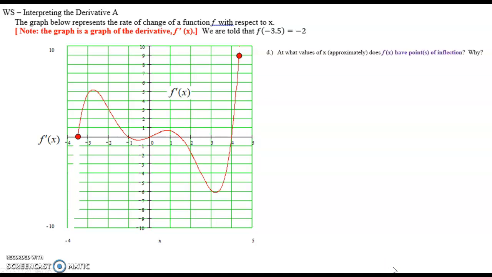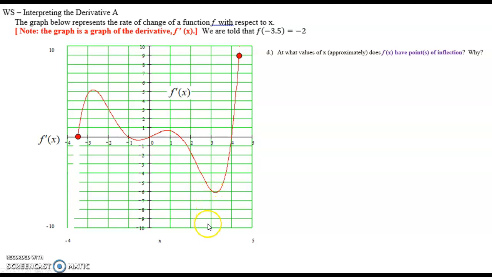Part D says, at what values of x approximately does f of x have points of inflection? Now remember, possible points of inflection occur when the second derivative is equal to 0 or undefined. And how do we determine that from the first derivative? Well, what would be where the second derivative would be equal to 0? Well, that is where we would find horizontal tangent lines of the derivative curve. So we're going to look at the mins and maxes of the derivative curve.